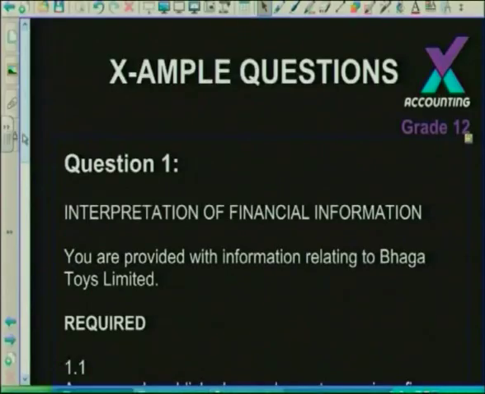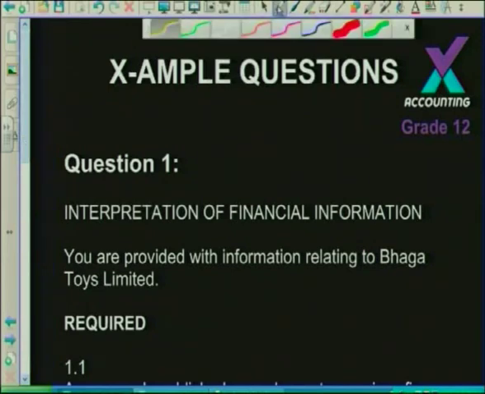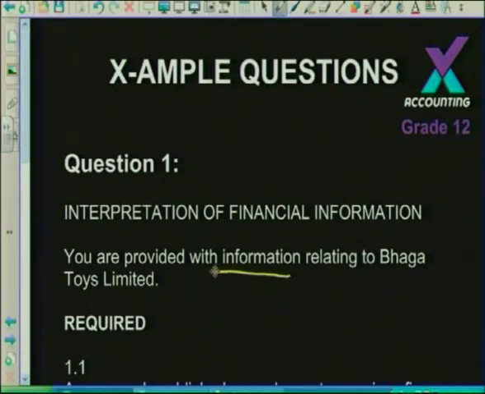Welcome back, grade 12s. If you've just joined us, you're just in time, because we are about to begin with a question on ratio analysis. So let's not waste any time. Let's start with our question. Question 1. Interpretation of financial information. You are provided with information relating to Baga Toys Limited. Before we look at the required, or what we need to complete, let's first go to our information.